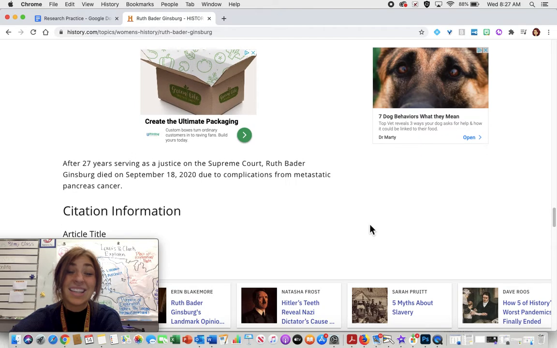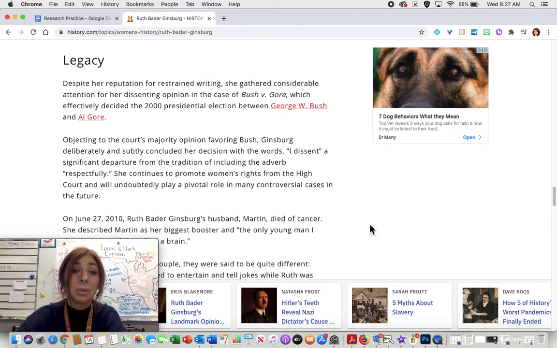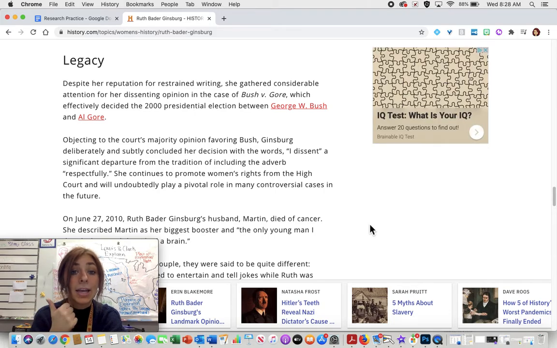And so we can see that they give us a lot of information here. And one of the biggest things, again, I'm going to pull information, her legacy really being her dissenting opinion in the case Bush versus Gore, her changing the verbiage with her decision, instead of saying, "I dissent respectfully," she just said, "I dissent, I disagree," which is a really, really big deal.